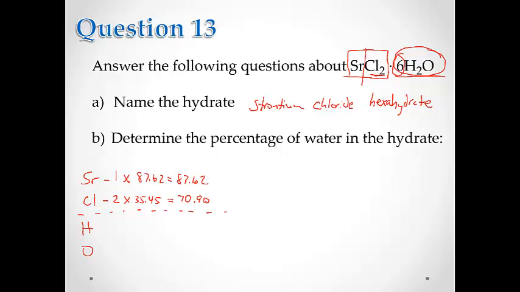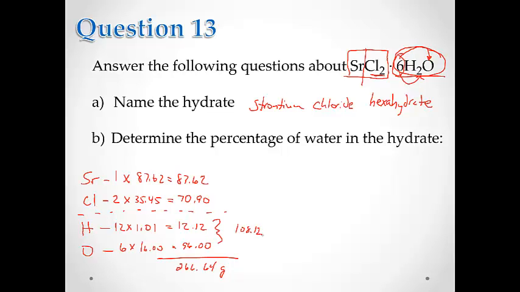So that'd be 70.9. Now the hydrogens, we have 6 molecules, so it's going to be 6 times 2 is 12. So 12 of them each at 1.01. And the last one, we have 1 oxygen here, but 6 molecules of the water, so it's going to be 6 total oxygens, each at 16 for a grand total of 96. Now when we total this up, we actually want 2 totals. We want the total of all of it, the whole entire substance, and that would be equal to 266.64 grams. And then I want the total of the water molecules themselves, and that would be 108.12.